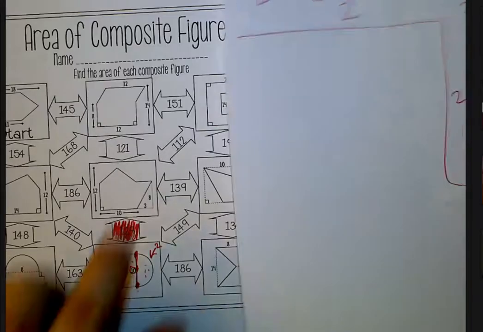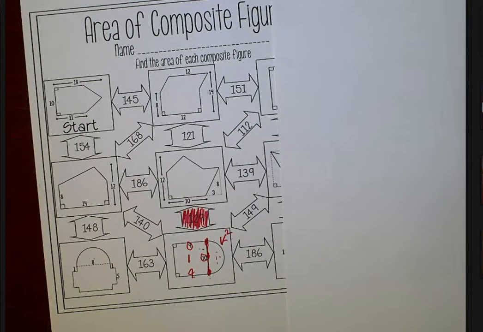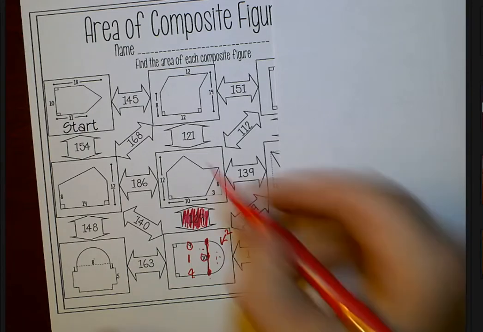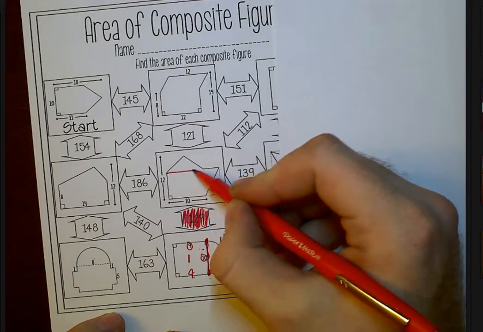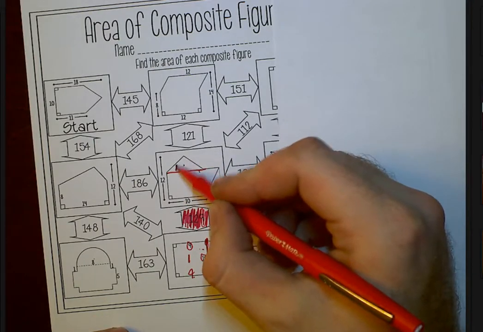Okay, so now we're on this one. First things first, we have to break up the shapes. Right now, the first thing I see is a triangle. So I'm going to highlight this to show that I know that that's a triangle right here, so that's a shape. That's my first shape.